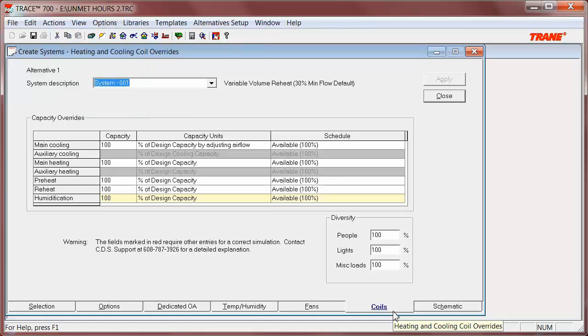Much like with fan schedules, applying a schedule other than Available 100% to the coils can quickly lead to a high number of unmet load hours. If Trane needs a coil to satisfy a load and the coil is scheduled off, then the load will not be satisfied and will carry over to the next hour. Likewise, undersizing coils or turning coils off can lead to unmet hours. It is best to leave these schedules set to Available 100%.